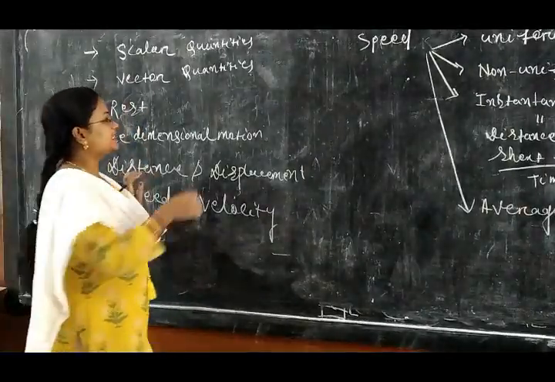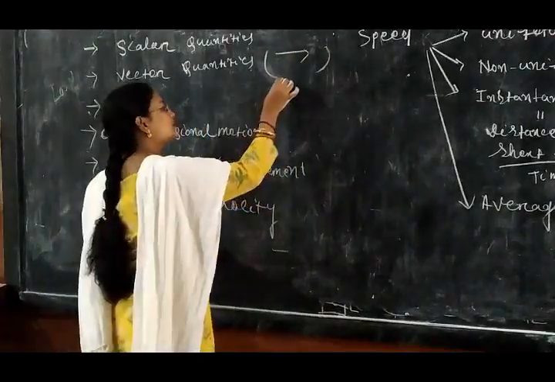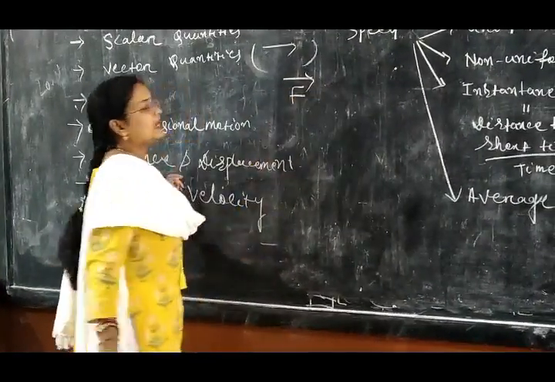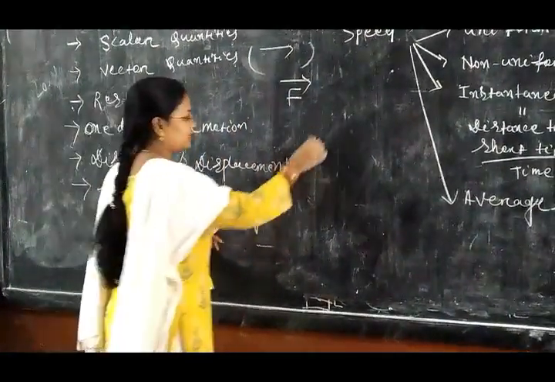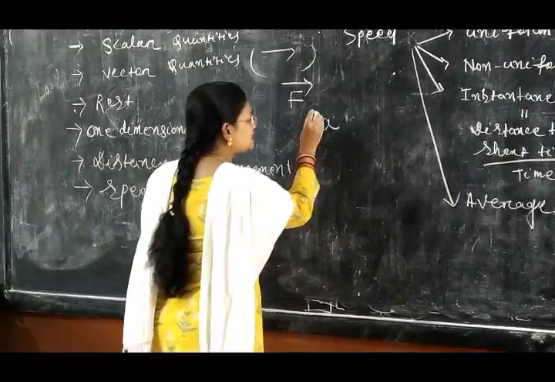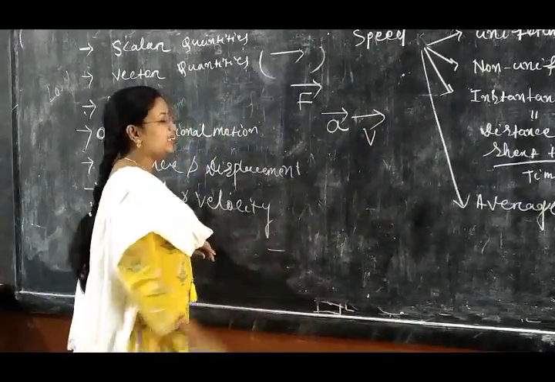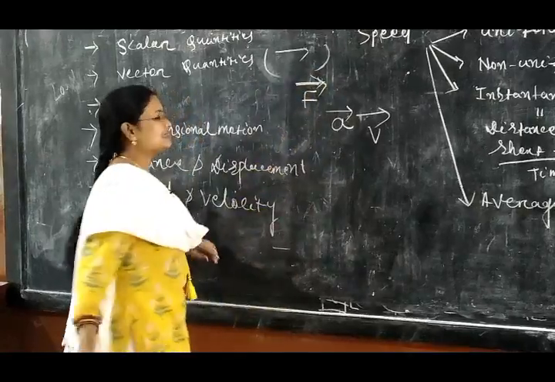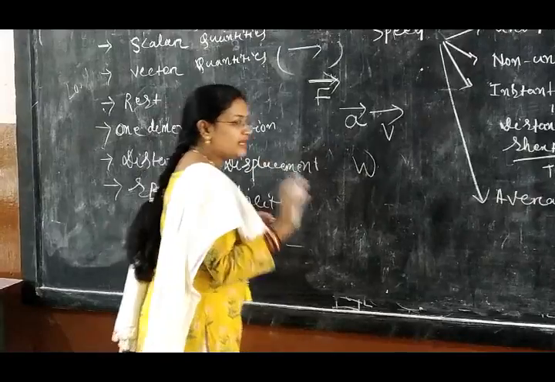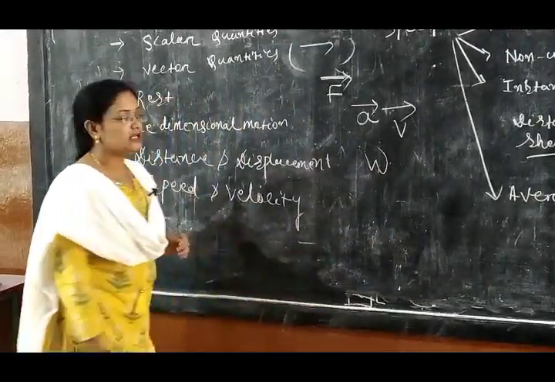For vector quantities, how can you represent a vector quantity? With an arrow mark. For example, suppose force is a vector quantity. Whenever you write force, you will put one arrow mark. This shows that this is a vector quantity. Acceleration is denoted by small a, so when you write acceleration, you will put an arrow mark. Velocity, V, arrow mark. So this arrow mark denotes that this is a vector quantity. For example, work is a scalar quantity, so whenever you write work, no need to put an arrow mark, because work is a scalar quantity.